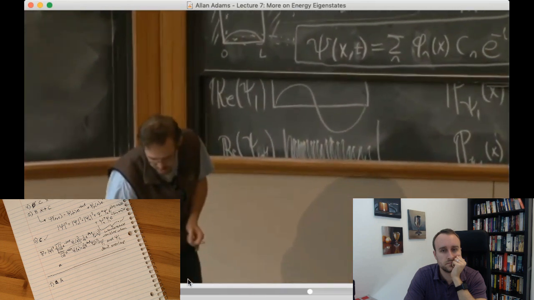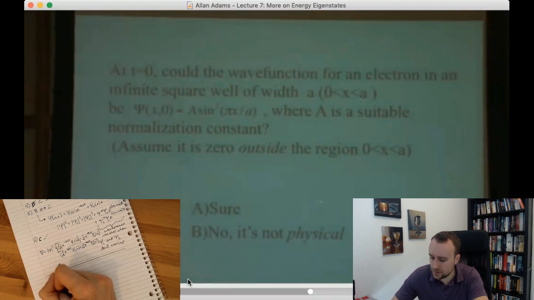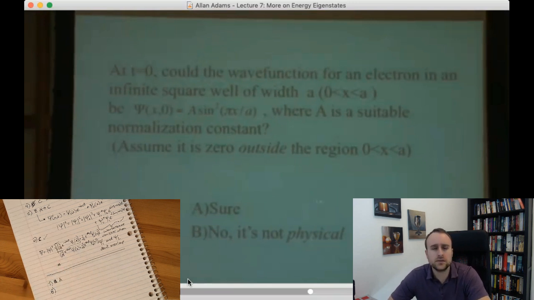And last couple of questions. All right, let's try this one. Number 8. At t equals 0, could the wave function for an electron in the infinite square well of width A be psi(x, 0) equals A sine squared, where A is a suitable normalization constant? At t equals 0, could the wave function for an electron in an infinite well be this?